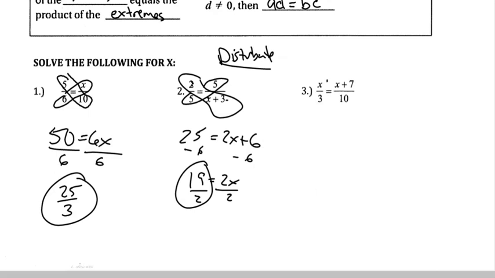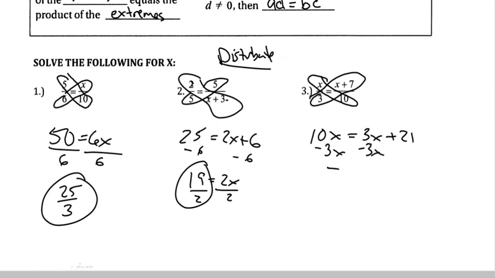Now on this one right here, x times 10 is 10x. 3 times x plus 7 is 3x plus 21. At this point, it's just algebra. You get 7x equals 21 and x equals 3. So don't forget to distribute.